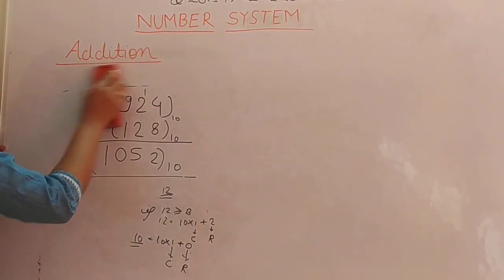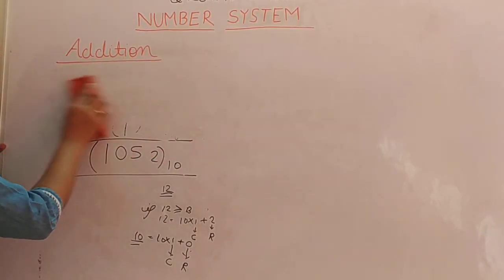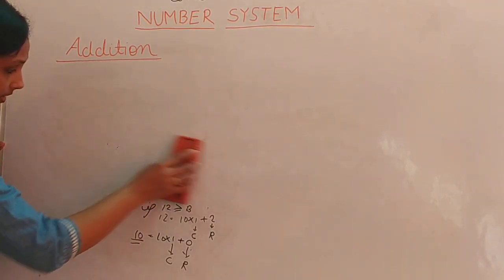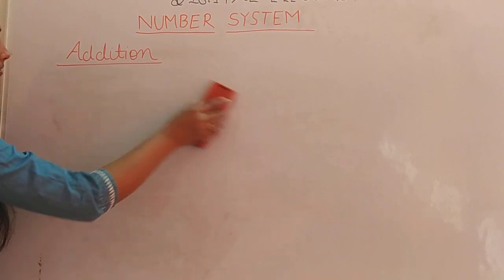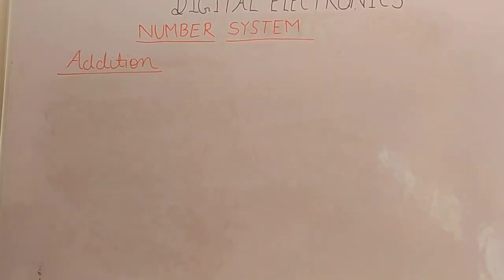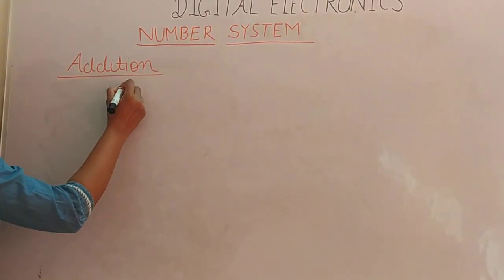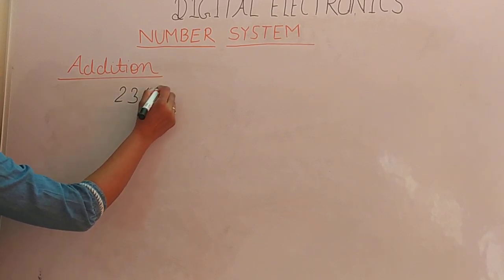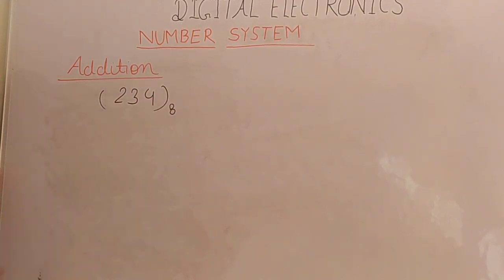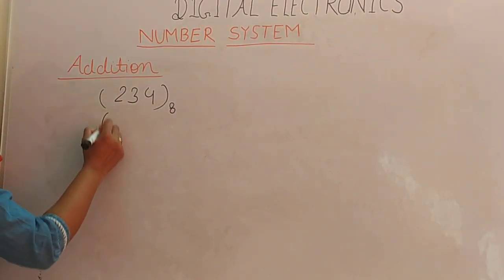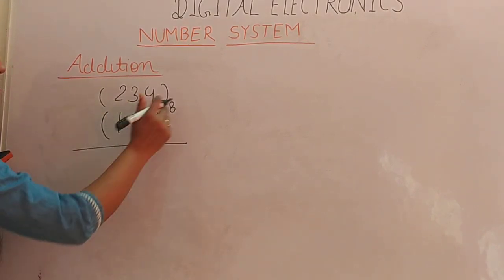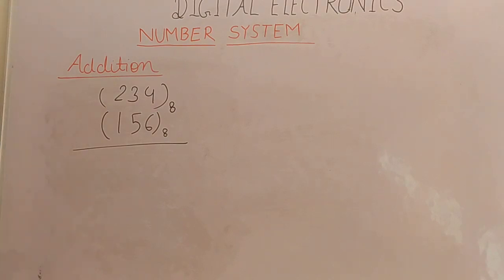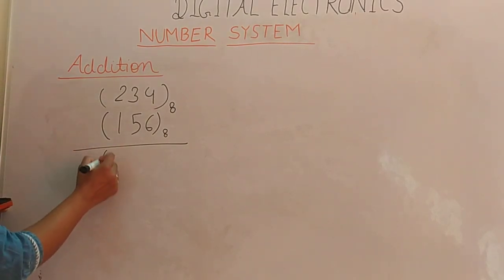Now we will take examples in other number systems like octal. In the octal number system we will take an example of how to add. Suppose we want to add 234, which is in octal, and 156. Both are octal numbers and we want the answer in octal itself.